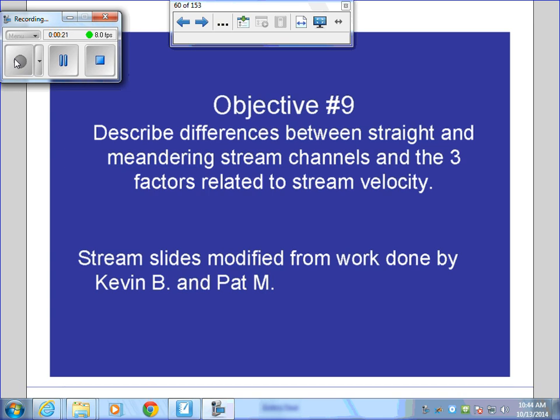We will actually use a stream table to kind of go over these notes. And right now I'll take you through some slides that were first done by a couple of former students of mine, Kevin and Pat, and we'll add some notes to your notebook for objective number 9.